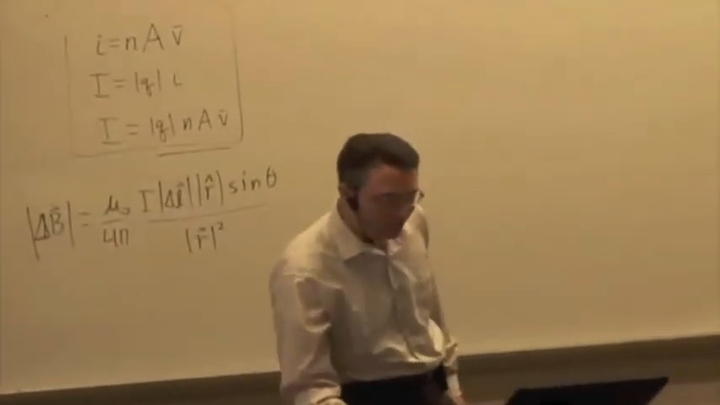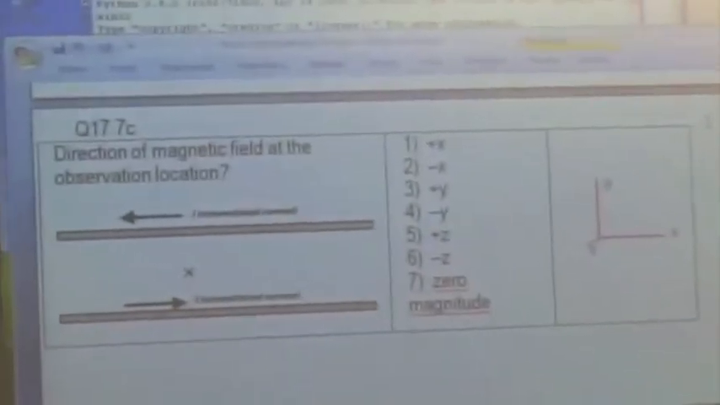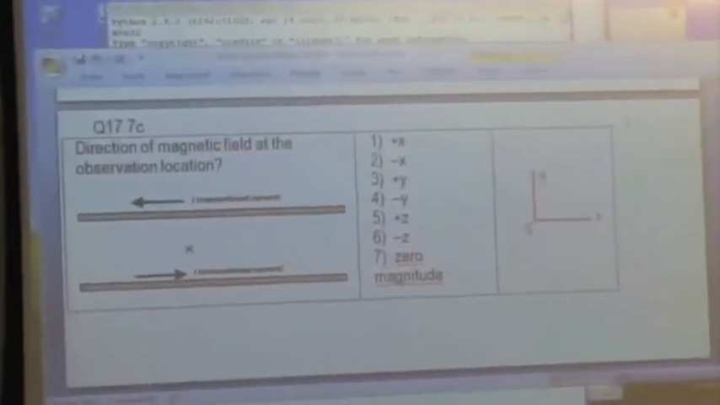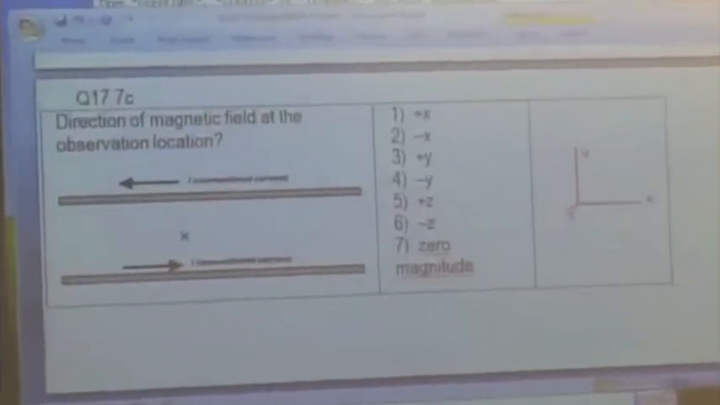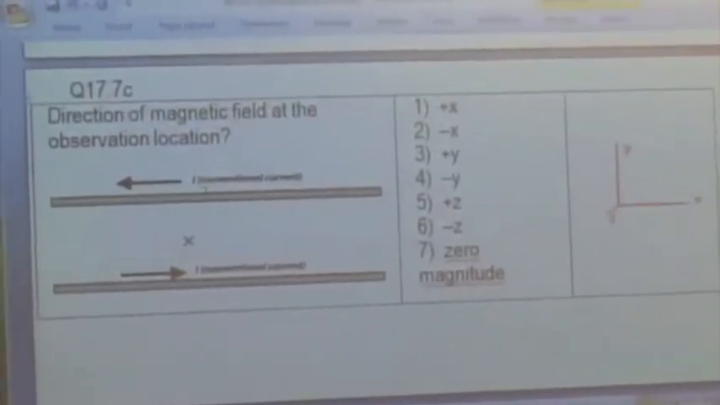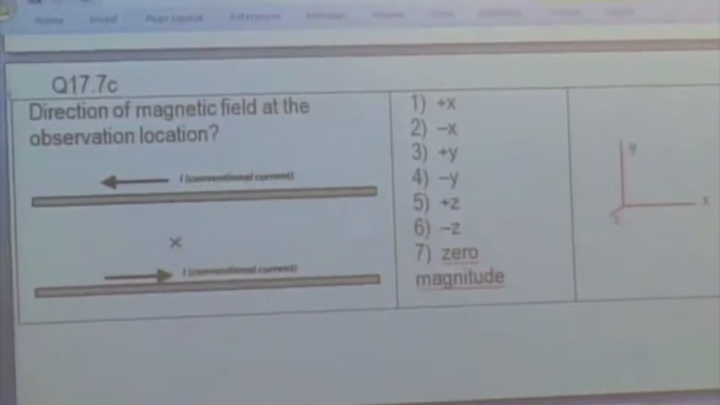Let's try another one. Okay, now these arrows are conventional current. These arrows are conventional current. But we have two wires in parallel. Okay, same currents, same distance away from the observation location. The observation location is right in the middle. What is the direction of the net magnetic field?